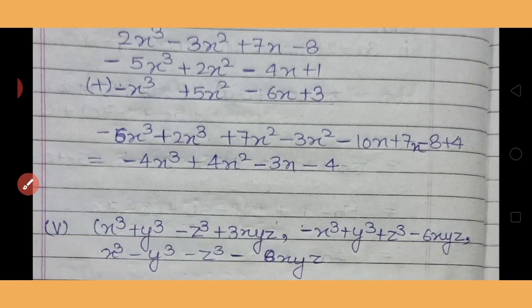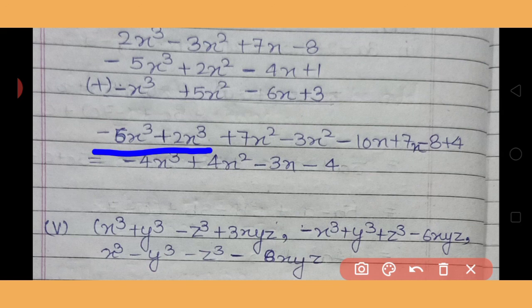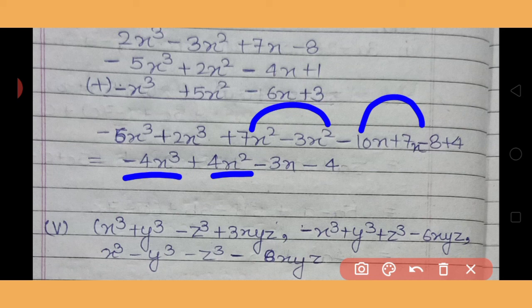Next step, minus 6x cube plus 2x cube. One is negative, one is positive, so we will do subtraction. So it became minus 4x cube. 7x square subtracted by minus 3x square, so it became 4x square. Minus 10x subtracted by plus 7x, so it became minus 3x, and minus 8 subtracted by 4, it became 4.